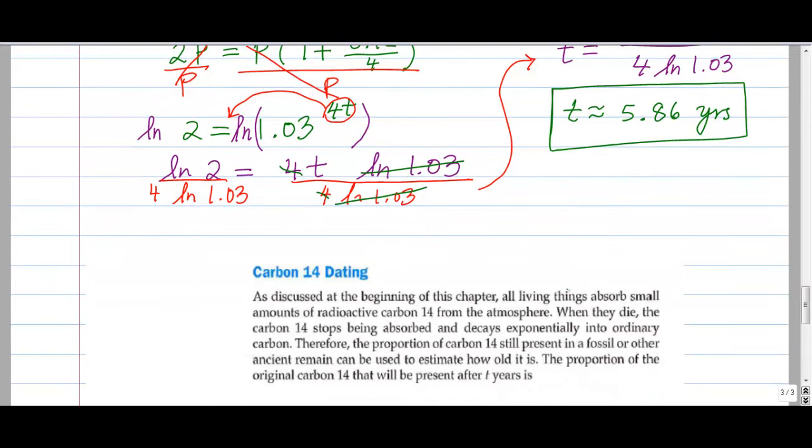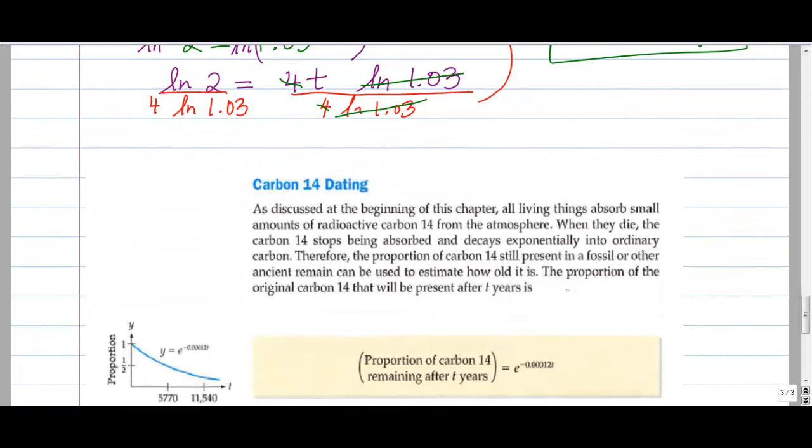Okay, let's look at another example, another real-life application of exponents and logs. All living things absorb small amounts of radioactive carbon-14 from the atmosphere. This is also from your book, page 282. When a living thing dies, the carbon-14 stops being absorbed and decays exponentially into ordinary carbon. Therefore, the proportion of carbon-14 still present in a fossil or other ancient remain can be used to estimate how old it is. That's what they call carbon dating.